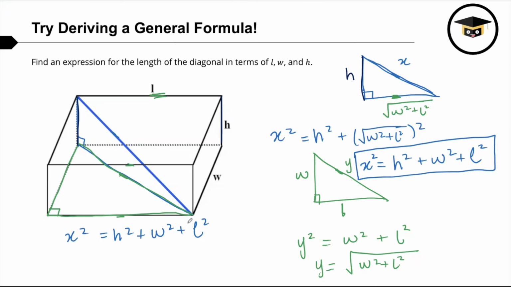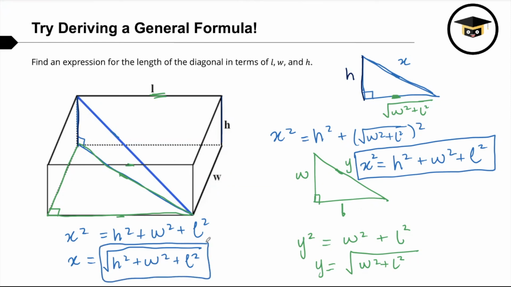So how do I find x? Well, to make x the subject, I just square root it. So I'm going to say x is the square root of h squared plus W squared plus L squared. And that is an expression for the diagonal in terms of h, W, and L. So this would be our final answer.